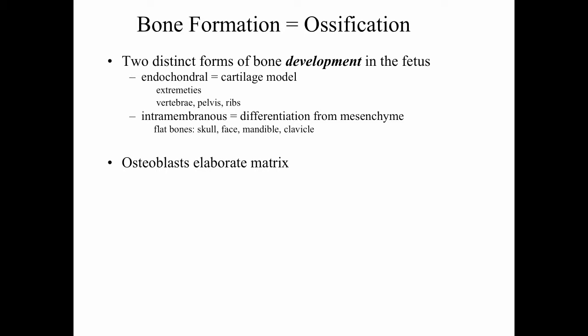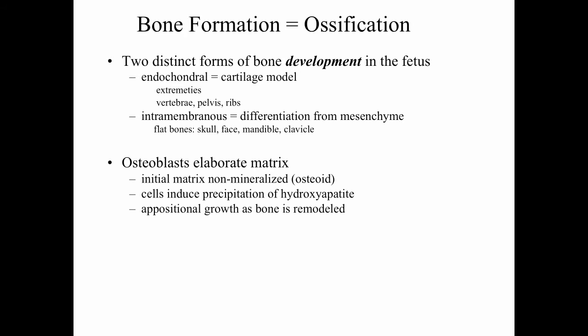Now, as we said in the last podcast, osteoblasts elaborate the bone matrix. Initially, the matrix is non-mineralized, so the osteoid, as it's initially laid down, is not mineralized. The osteoblasts induce precipitation of hydroxyapatite, and the bone will grow by appositional bone growth as the bone is remodeled, because you're going to get constant bone remodeling even in the fetus once the bone tissue is laid down.